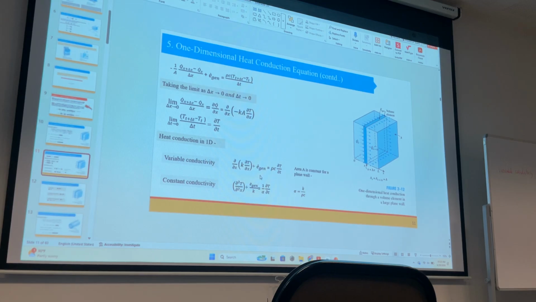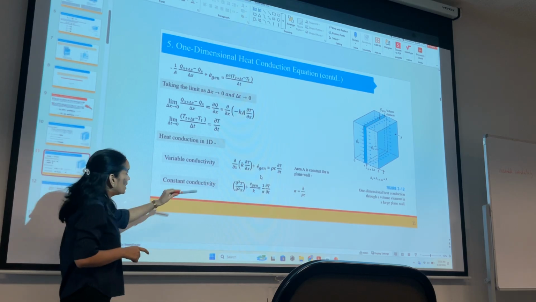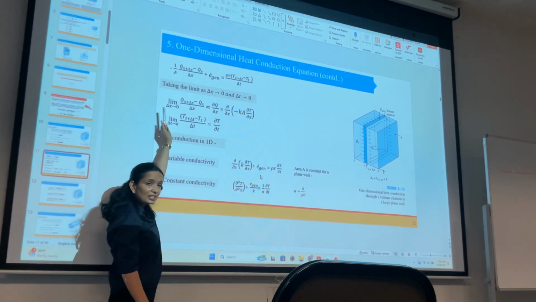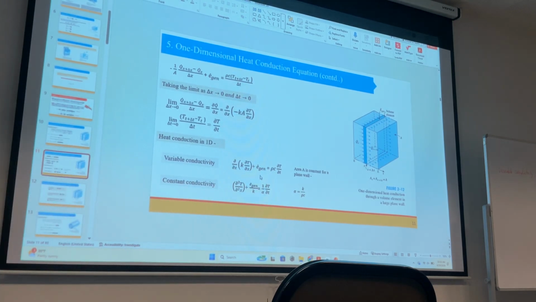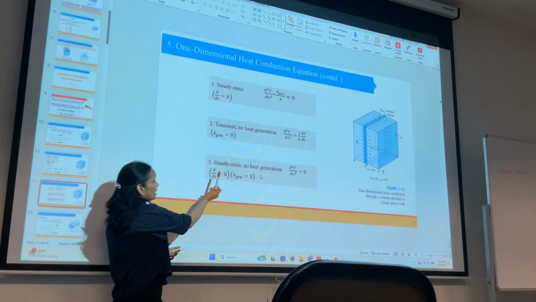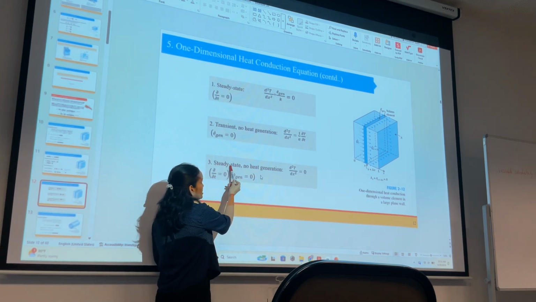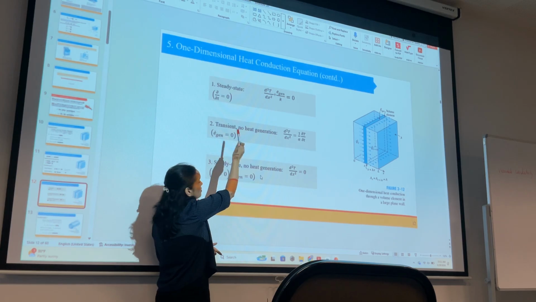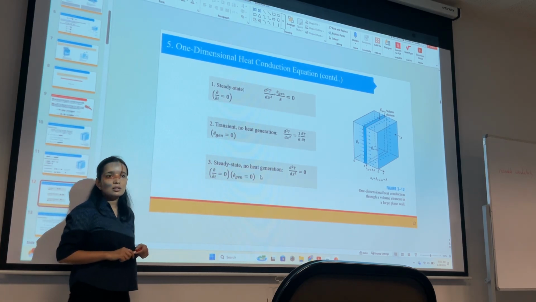First, variable conductivity. In your exam, I'm allowing you to carry one A4 size paper, right? Write down these formulas, not the derivation. This, and these three. And when you are reading the numerical, read very carefully. If there is a heat generation in that numerical, or if the heat transfer is steady state or transient, whatever is happening, according to that you will use the formula. We'll do some numericals.